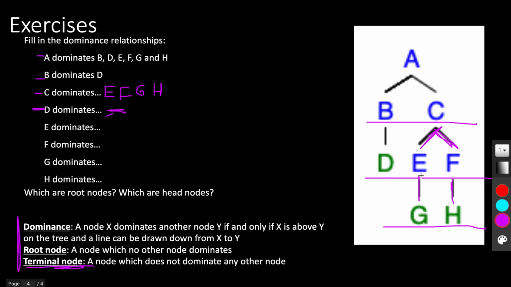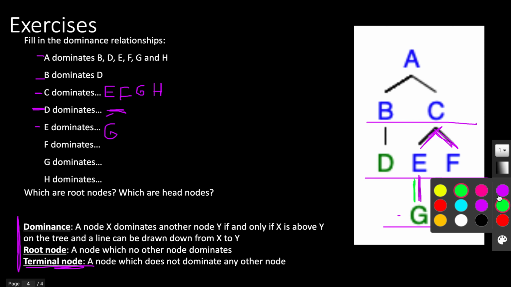Well, how about E? Well, E is above G and H, but the only thing we can draw a line straight down to is G. And let's maybe switch to another color so we can see these things better, right? We can draw a line from E to G. So we'll say that E dominates G on the tree. It's sort of a similar situation with F, right? F, we can draw a straight line down to H. So even though F is also above G, there's no straight line that we can draw. So we'll say F dominates H and nothing else on this tree.